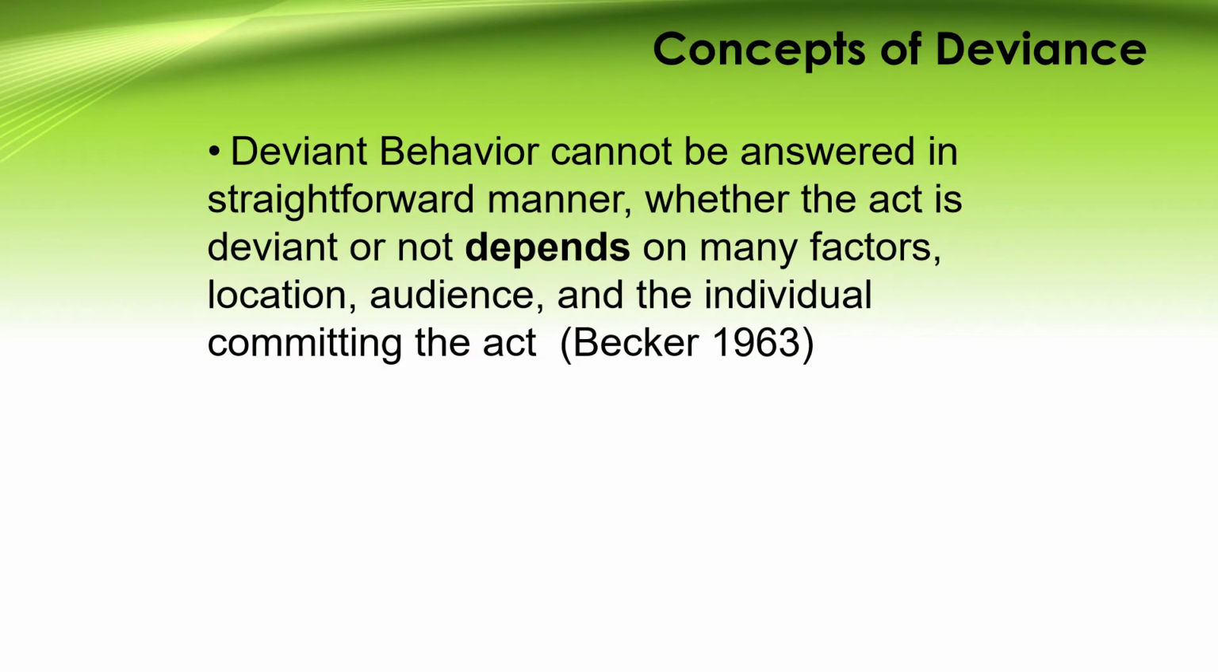So according to Becker, deviant behavior cannot be answered in a straightforward manner. Whether the act is deviant or not depends on many factors such as location, audience, and the individual committing the act. So this is actually the characteristics of deviance that we have discussed earlier on the previous slides.